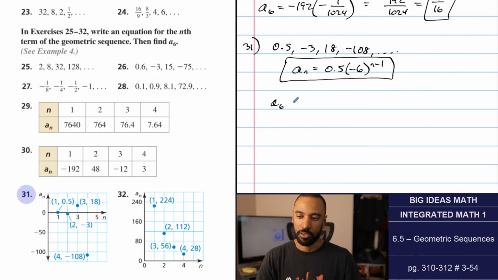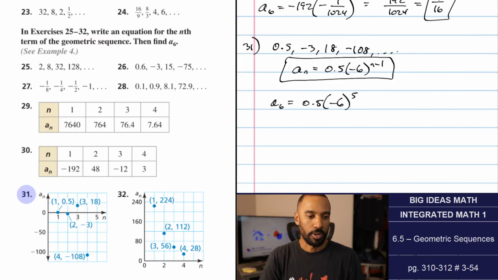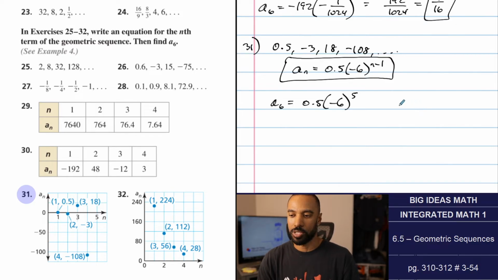The sixth term, I'm going to use the calculator this time. So 0.5 times negative 6 to the fifth power. Now I expect an odd number. So I'm not going to show it, I'm just writing it out. There's nothing important for me to show you here. Negative 3,888.